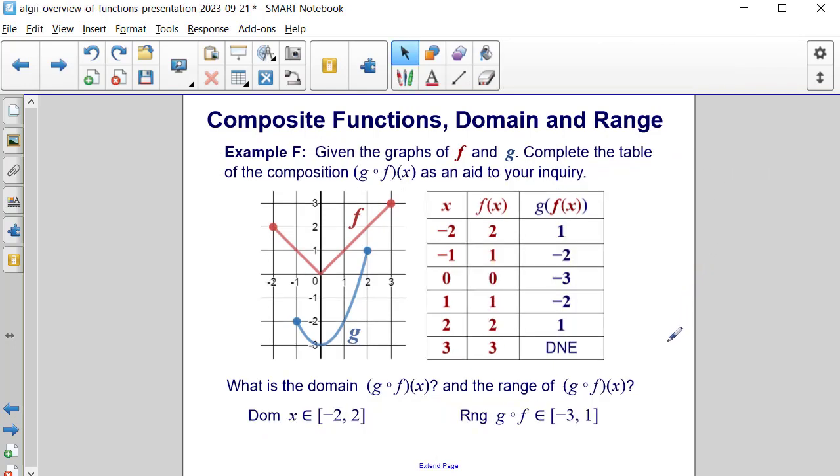And here's the solution to our example. All of the values found in the table are the same values that we found when we worked through it. And since the x value of 3 did not produce a final output, that output did not exist. The domain is the set of x values contained in the set of numbers from negative 2 to 2, including both endpoints. And the range of g of f of x is contained in the set from negative 3 to positive 1, including both endpoints.